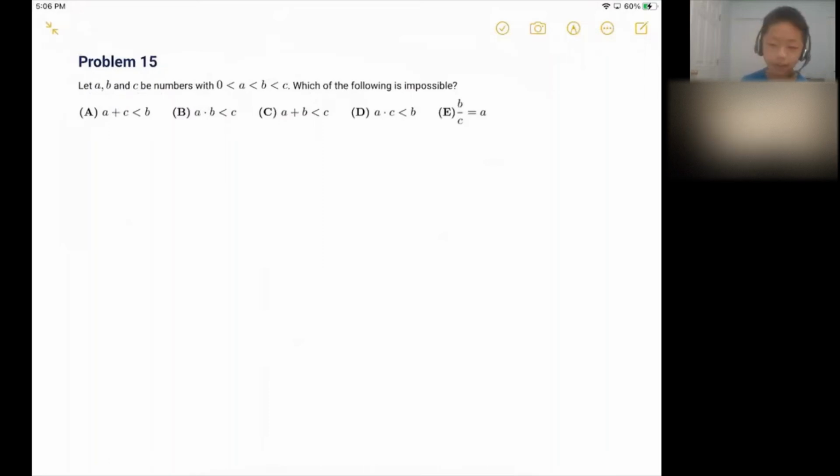Okay, so this is also a pretty interesting question. Question 15 says, let A, B, and C be numbers with 0 less than A less than B less than C. We want to know which of the following is impossible.